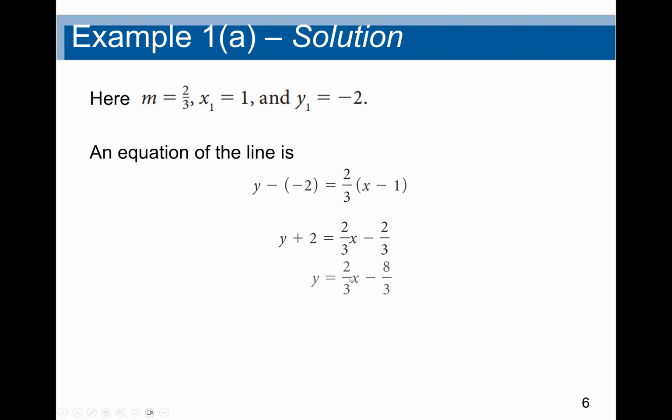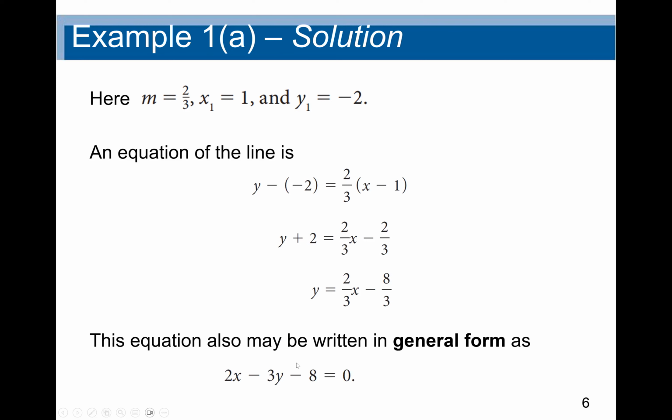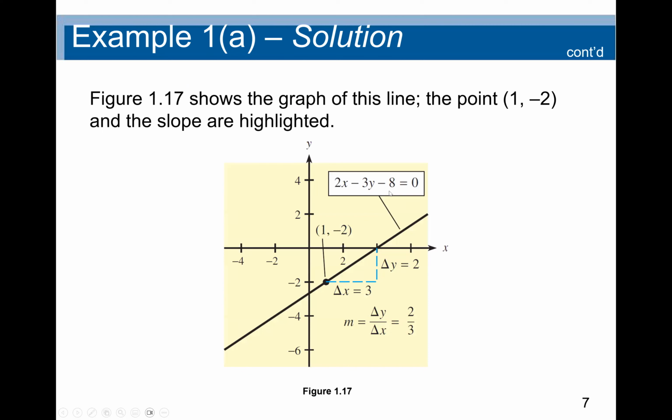Then we can solve this equation by bringing the 2 to the right side. So we get 2/3 x minus 2/3 minus 2. And that will give us 2/3 x minus 8/3. So this will be the equation of the line. The equation may also be written in general form as 2x minus 3y minus 8 equals 0. And that's the equation of the line also.